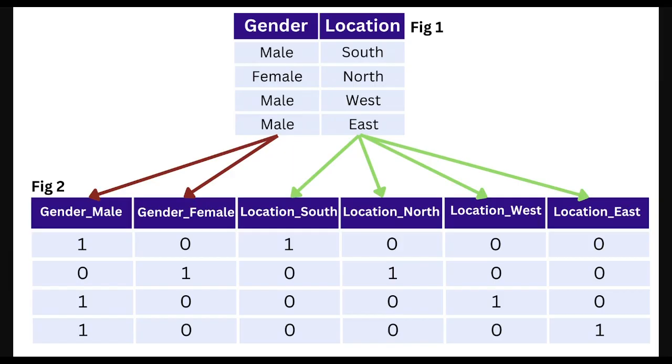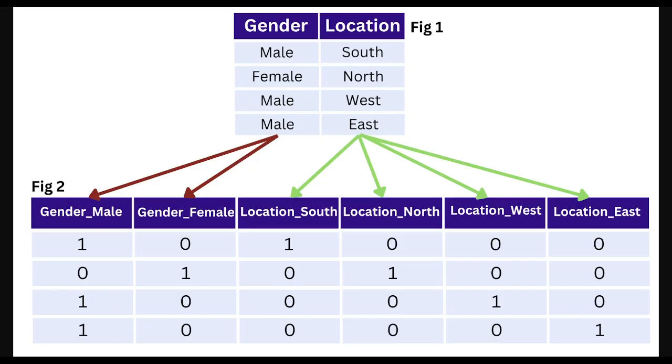Now take a look at the location column. In the first row of figure 1, the original categorical value is south. Now take a look at the four new columns generated out of the location column in figure 2. Here in the first row, you can find that the value 1 is present in the location south column, while for all other three columns the value is 0, which means you can easily interpret that for the first row the location was south.